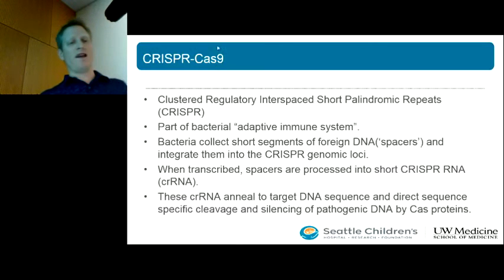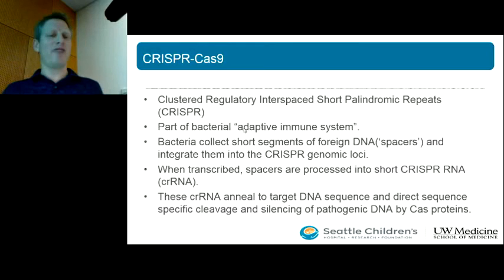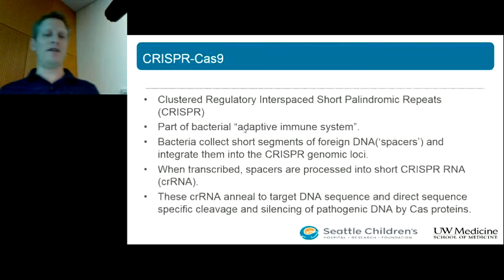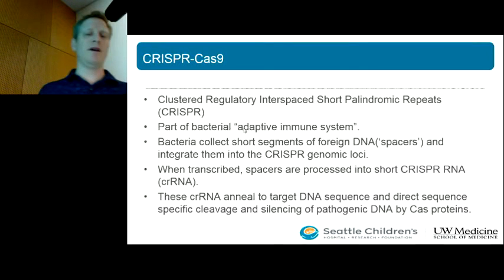CRISPR stands for clustered regularly interspaced short palindromic repeats, and it's part of a bacterial immune system. Bacteria can always be infected by phage or other viruses, same as we are. And if a bacterium went to the doctor feeling unwell, they'd tell it, you only have a viral disease. Anyway, the bacteria collect foreign DNA segments from the invaders, and then they incorporate them into their genome in order to get rid of them.